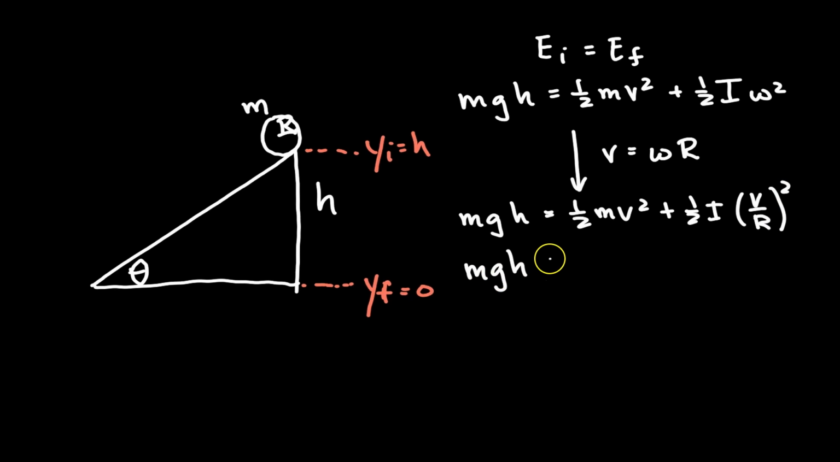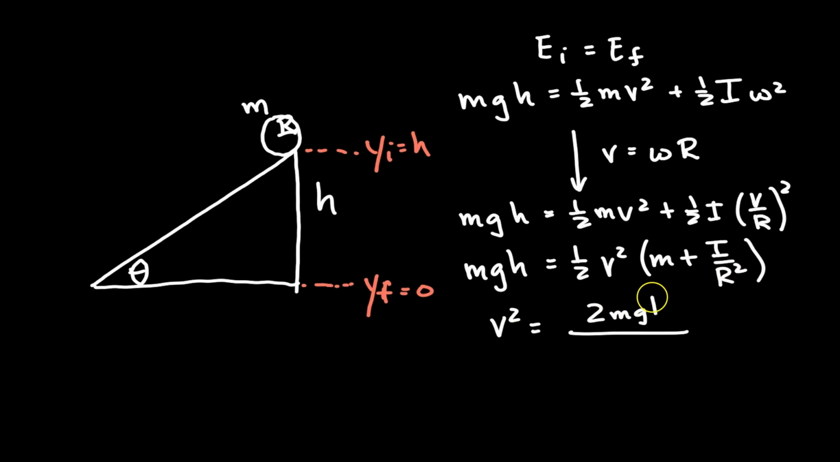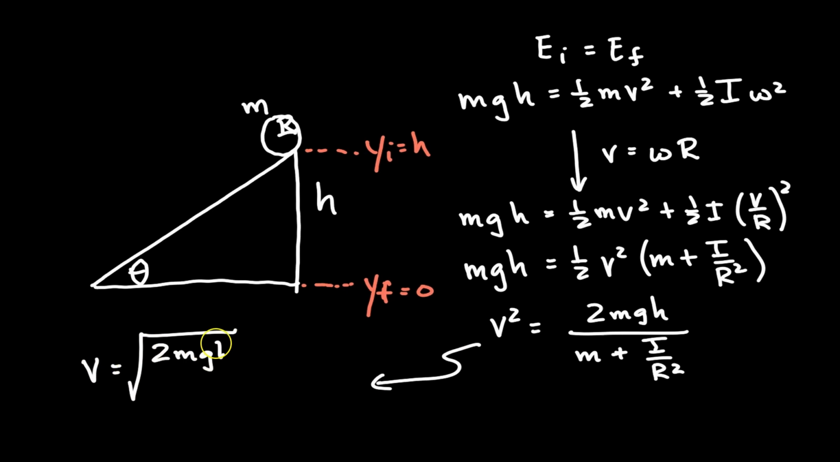Factoring out 1/2 v squared on the right-hand side, we get mgh is equal to 1/2 v squared times (m plus I over r squared). Solving for v squared, we get v squared is equal to 2mgh over (m plus I over r squared). Then square rooting both sides, we get v is equal to the square root of 2mgh all over (m plus I over r squared).